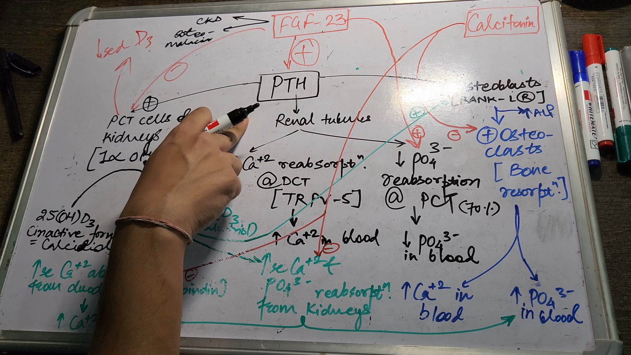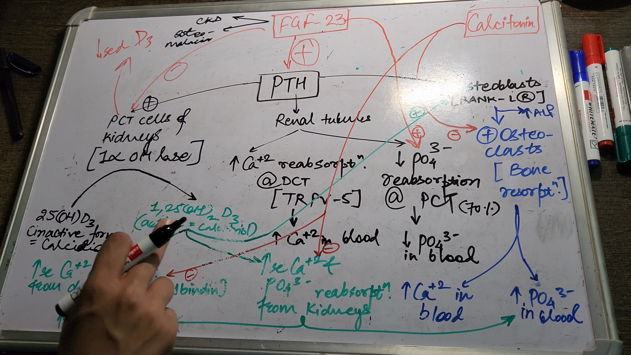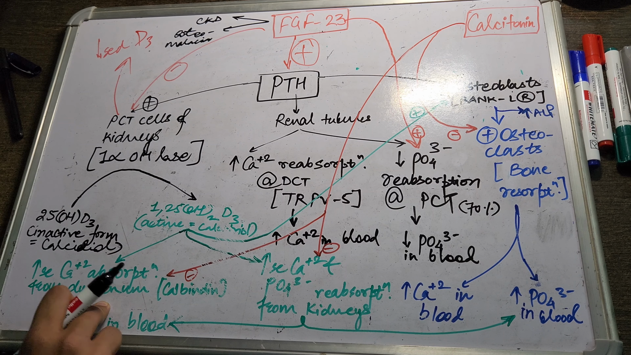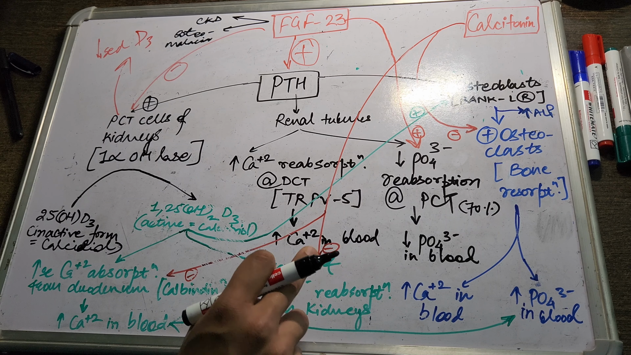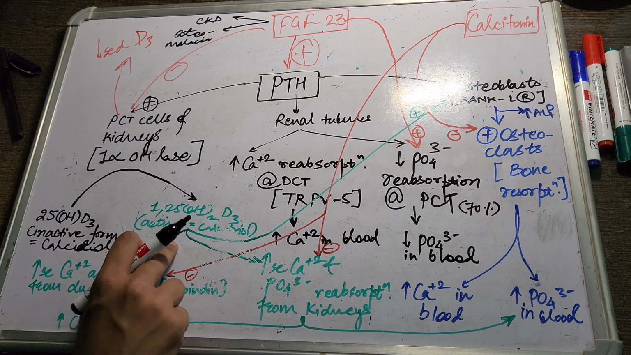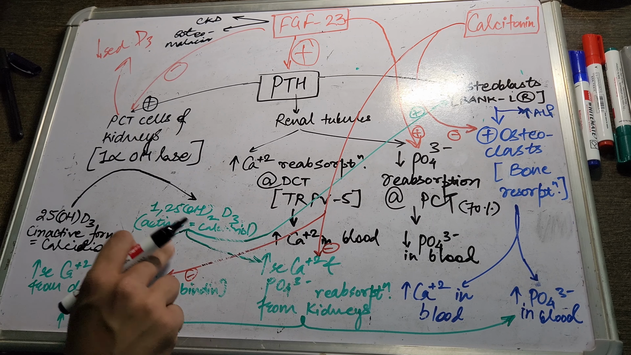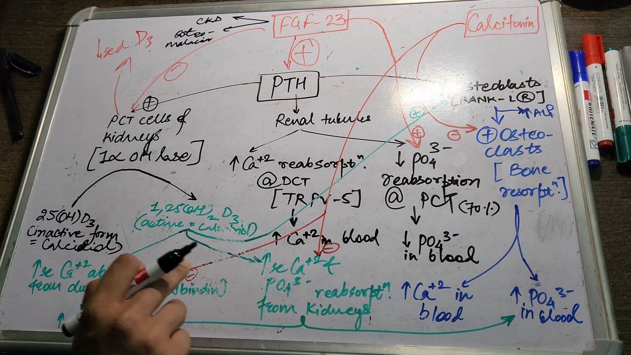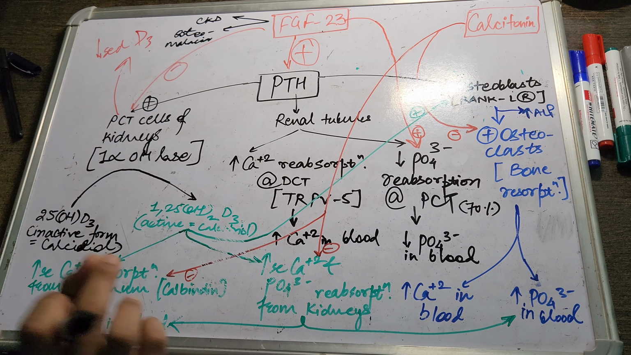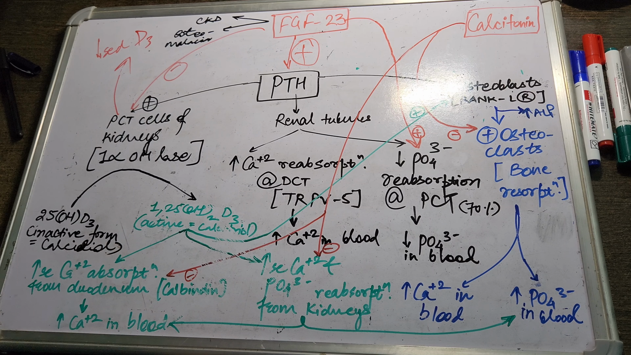Okay, now coming to the role of vitamin D. Vitamin D increases calcium, increases phosphate. So simply we can say that vitamin D increases serum concentration of calcium and phosphate. Now coming to the calcitonin. Calcitonin, you can simply remember, is the opposite of vitamin D. Apart from one action, it is opposite of vitamin D.